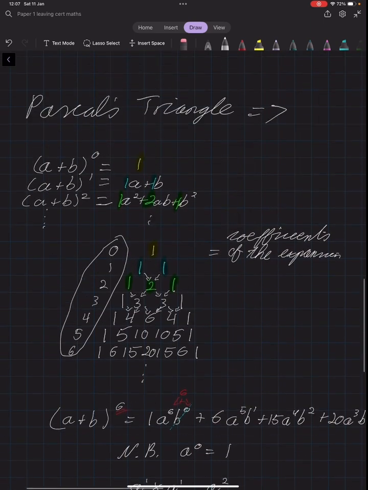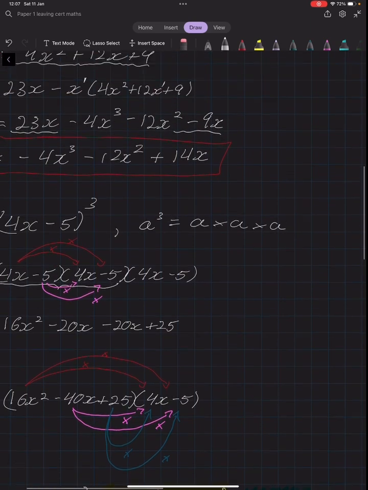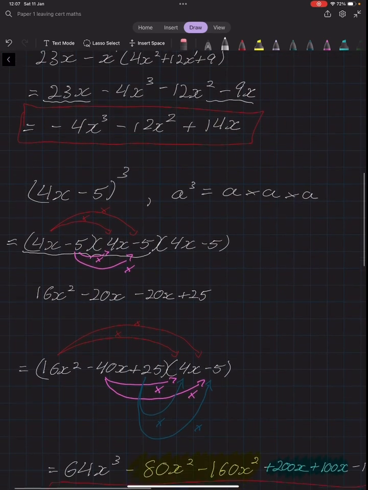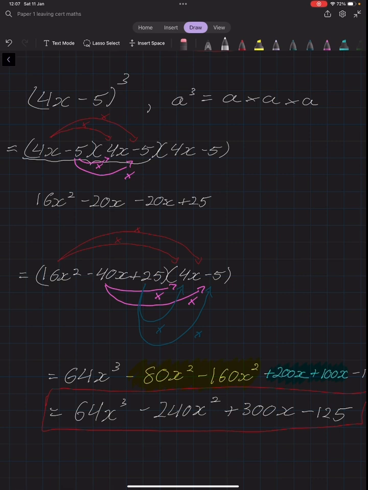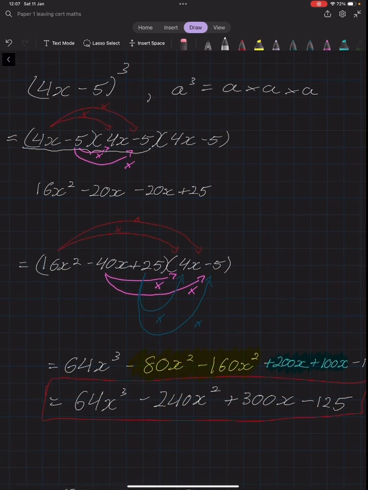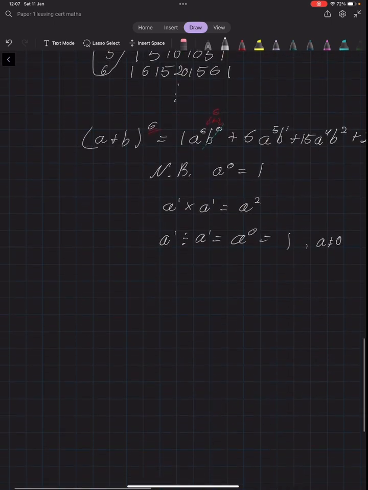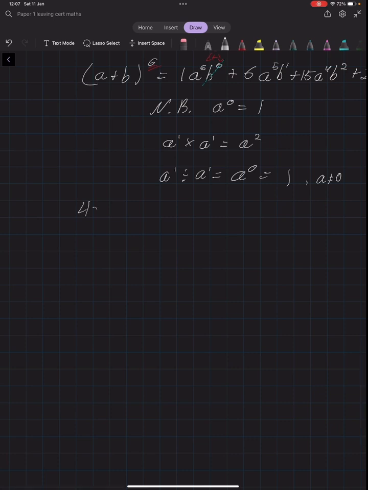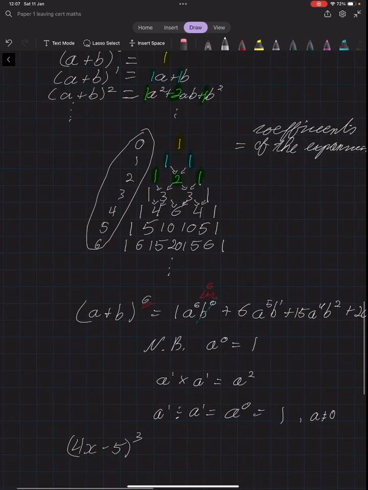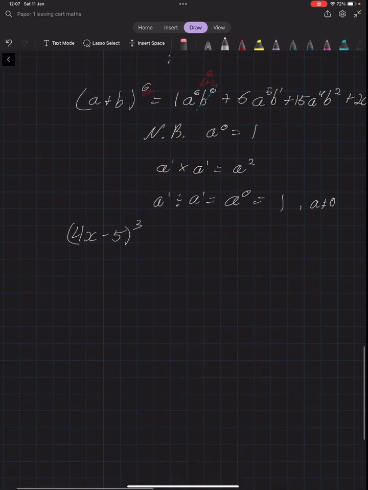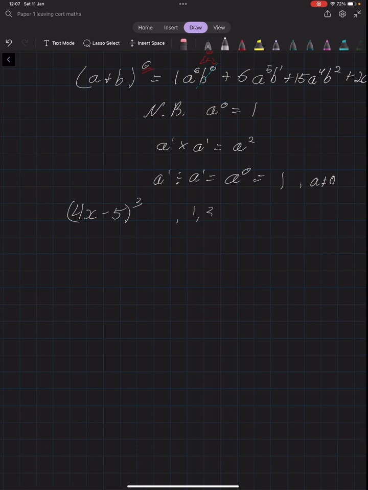Because back here when we had the cubed one, that took a lot of effort. But actually, just to end this video, I'll do that again just to show. So we should get the exact same answer. Okay. So if I do 4x minus 5 to be cubed, okay, this one, my coefficients are 1, 3, 3, and 1.